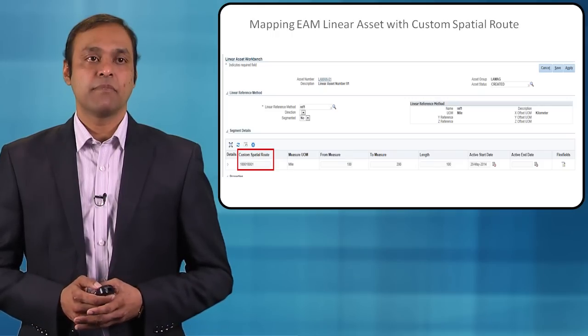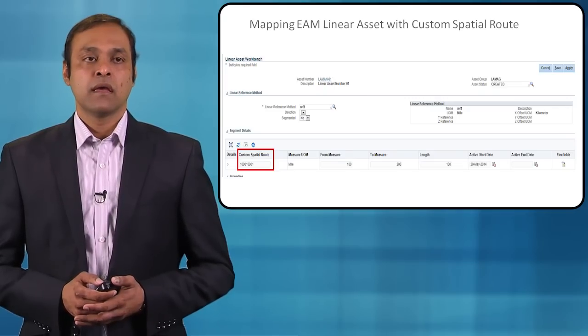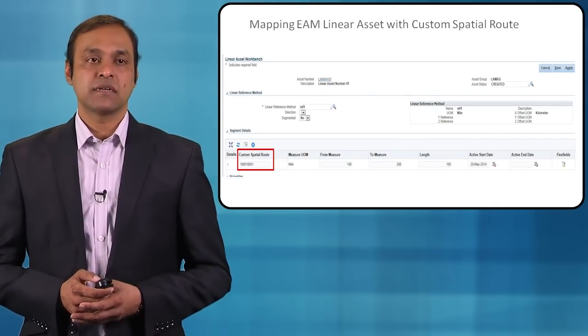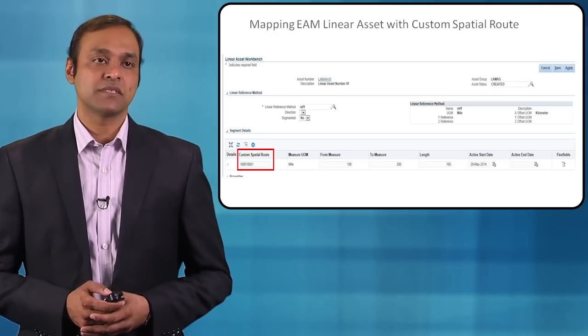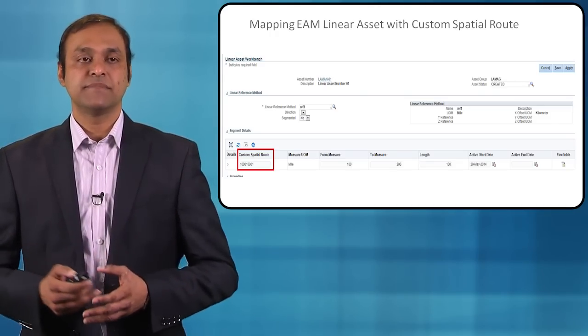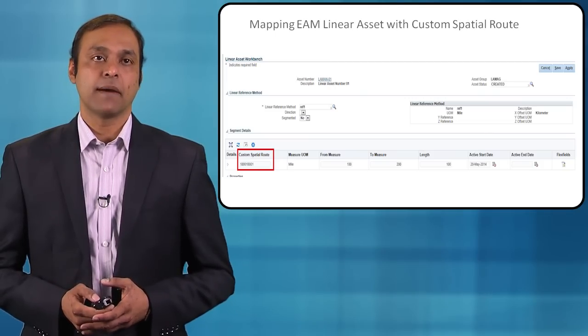Again, in the linear asset workbench, you can have the unique ID typed in. When the custom hook gets called for that particular linear asset, this unique ID is passed to the custom hook, and you can use this unique ID to talk to the custom GIS system, get the geometry back, and we can visualize that on the map.